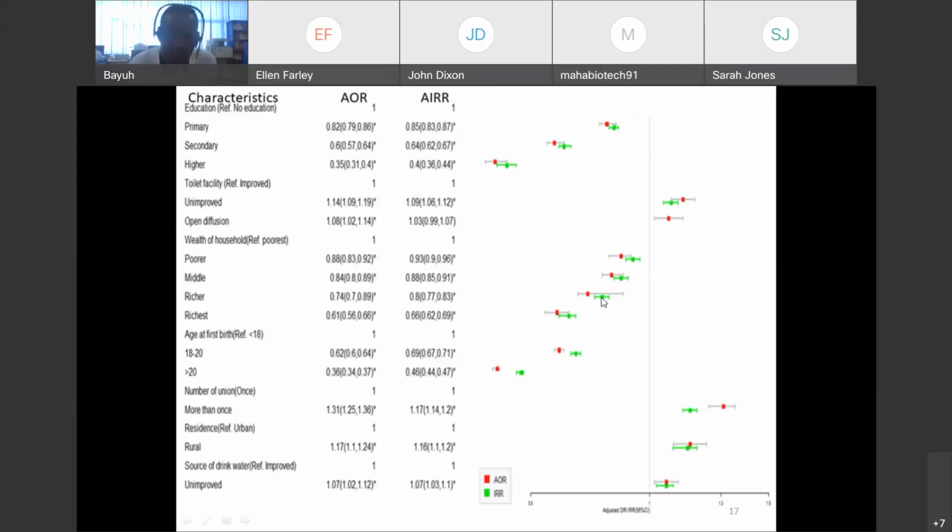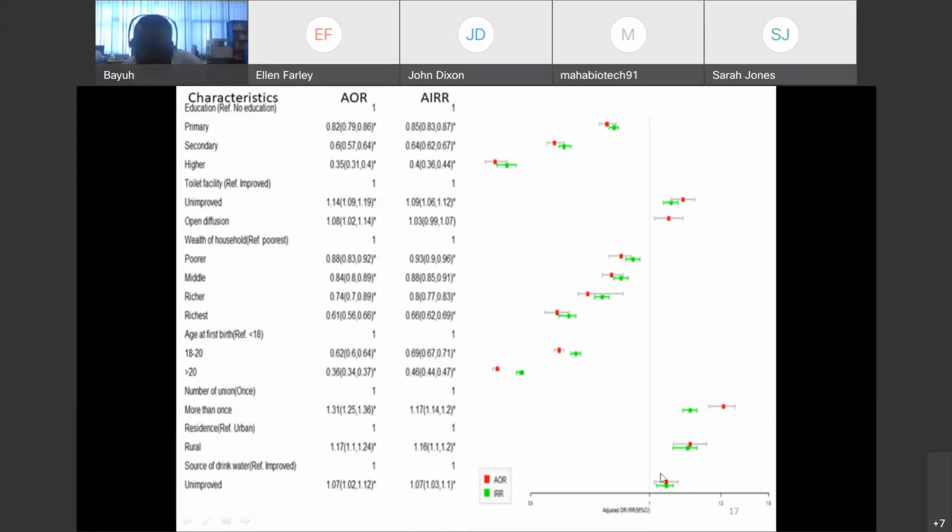The last indicator is the factor analysis. The factor analysis uses the adjusted odds ratio and the adjusted incidence rate ratio. The adjusted odds ratio was used for whether mothers suffer child death or not, which is a binary outcome, using multi-level logistic regression. And for the adjusted incidence rate ratio, the number of children lost in each woman is a count, so we used Poisson and negative binomial, multi-level negative binomial regression.